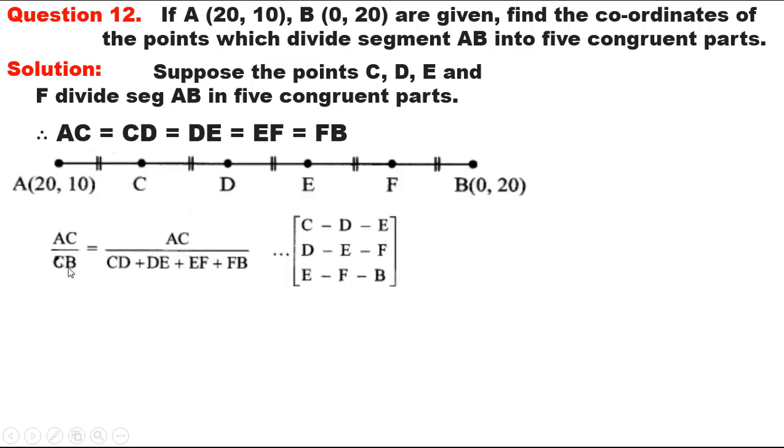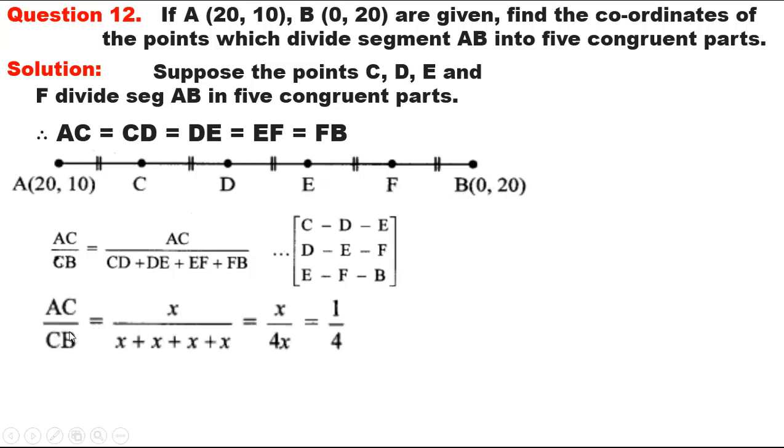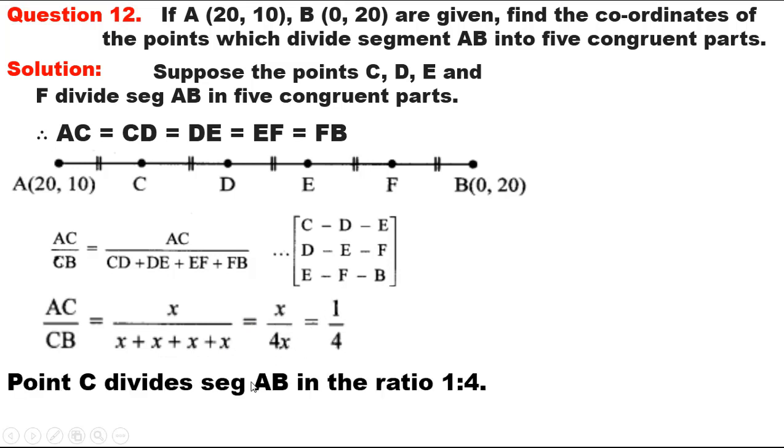AC upon CB is equal to AC upon (CD plus DE plus EF plus FB). AC upon CB is equal to X divided by (X plus X plus X plus X) is equal to X divided by 4X is equal to 1 upon 4. Point C divides the segment AB in the ratio 1:4.